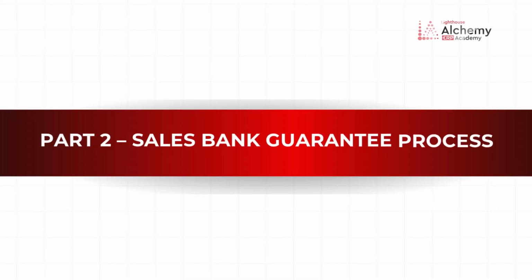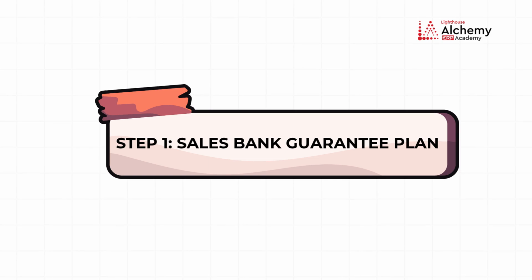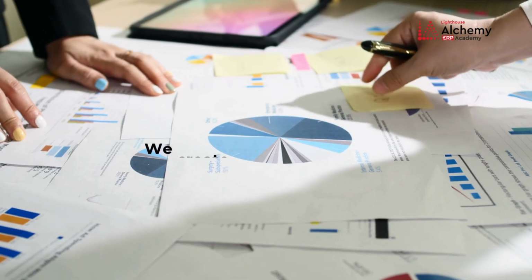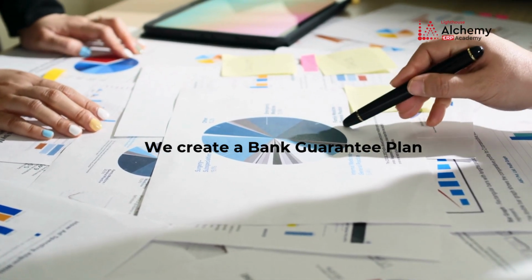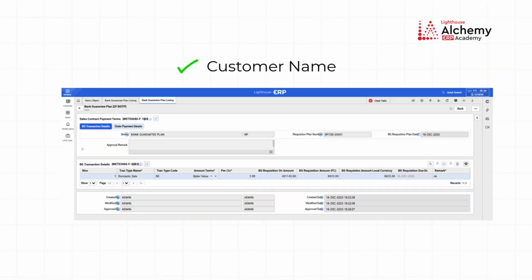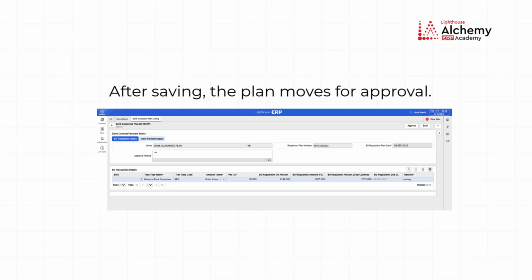Part 2. Sales bank guarantee process. Step 1. Sales bank guarantee plan. First, we create a bank guarantee plan. This screen is used to define customer name, BG amount, validity period, purpose of guarantee, bank details. After saving, the plan moves for approval.